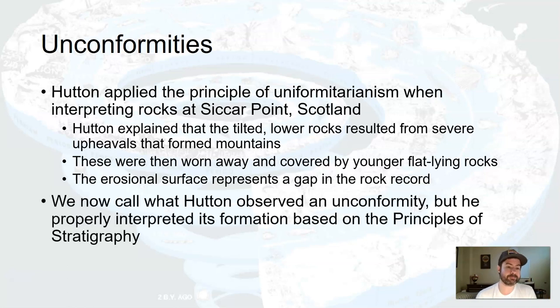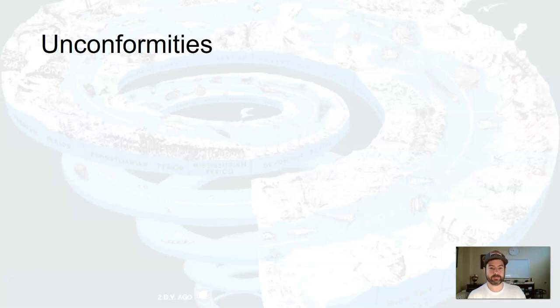And that erosional surface between the two, that gap in time, represents a gap in the rock record known as an unconformity. We now call what Hutton saw an unconformity. He didn't come up with that term, but that's what he was seeing. But he properly interpreted everything based on the principles of stratigraphy. So the principles still hold, and we can still explain everything, even though we get these changing processes, this missing time. We can't necessarily figure out exactly what happened in this missing time, but we know it's missing. So the principles still hold true.